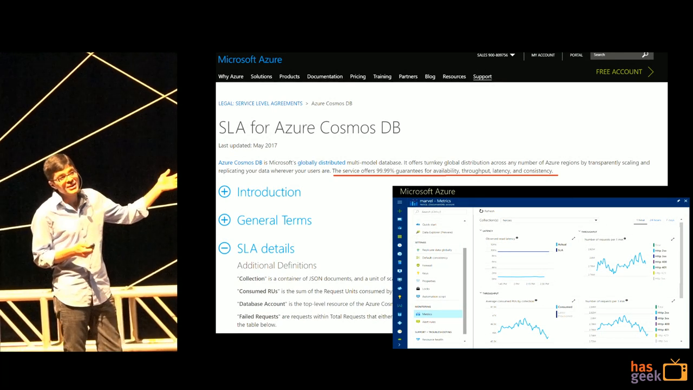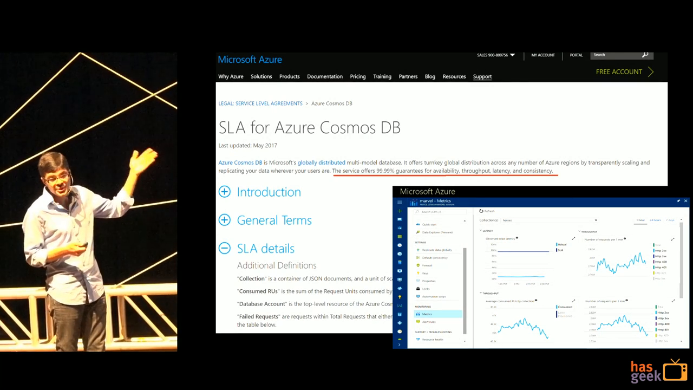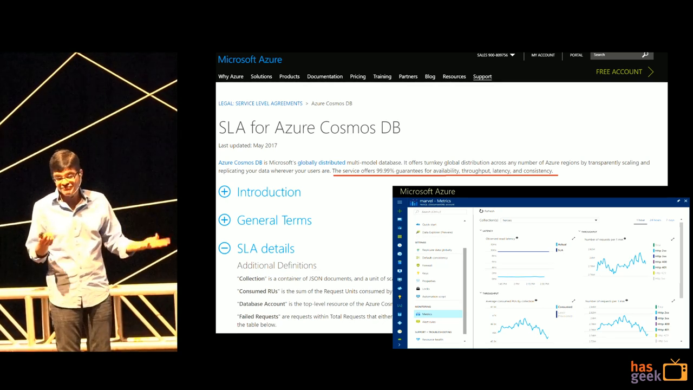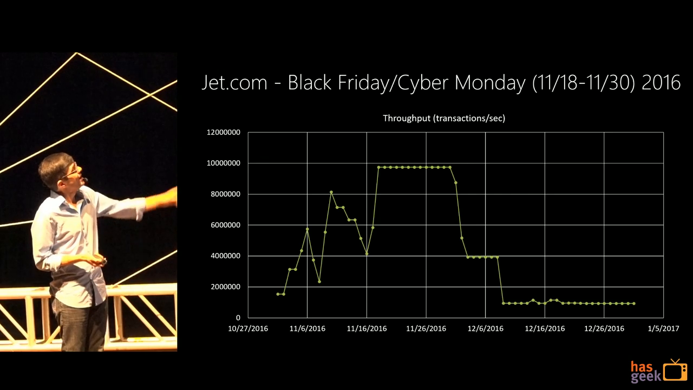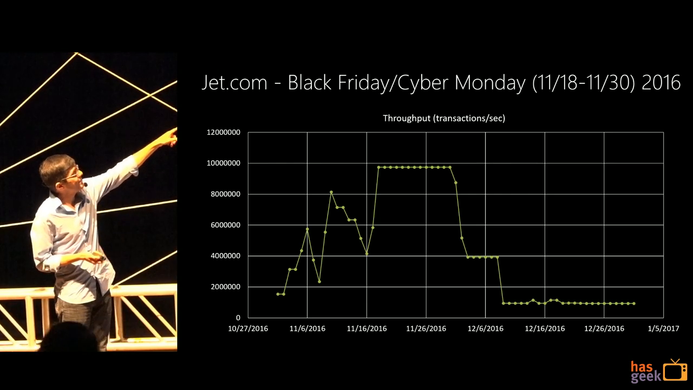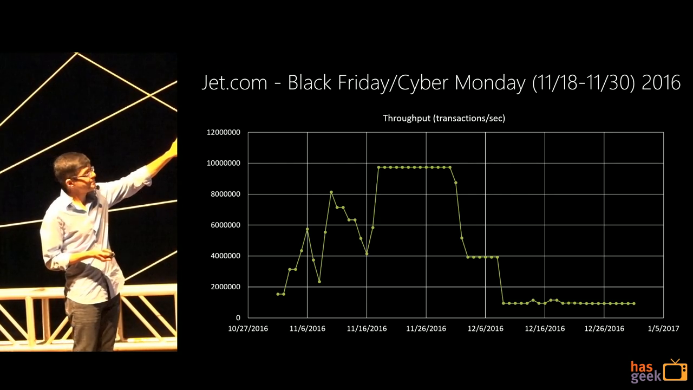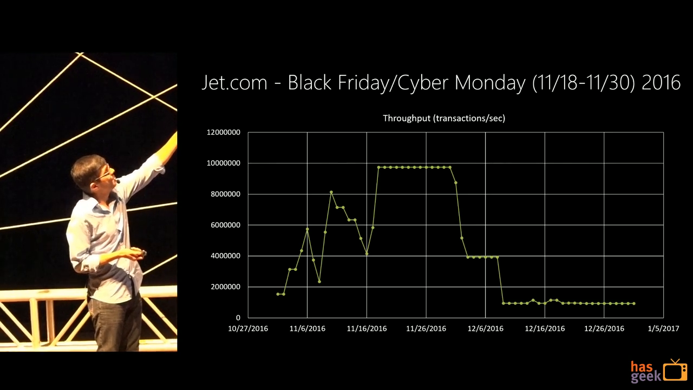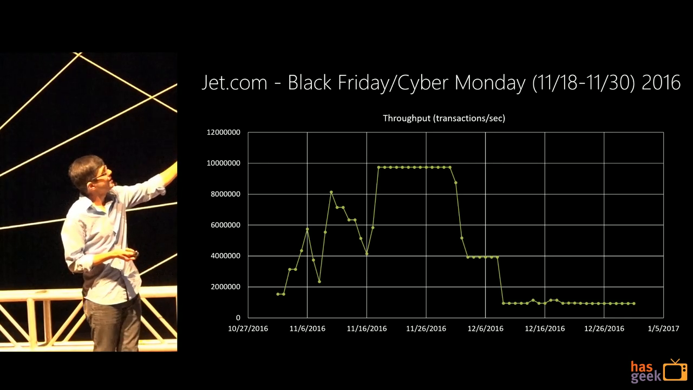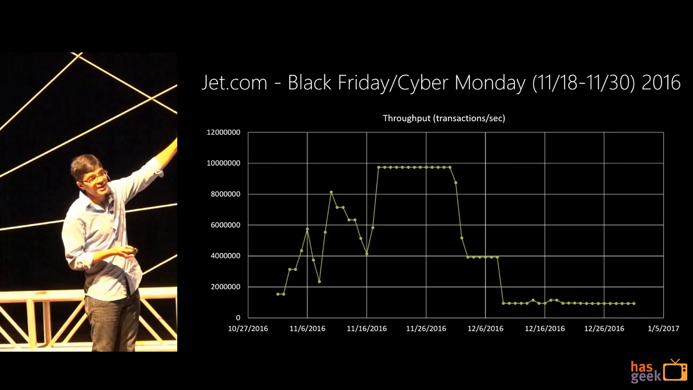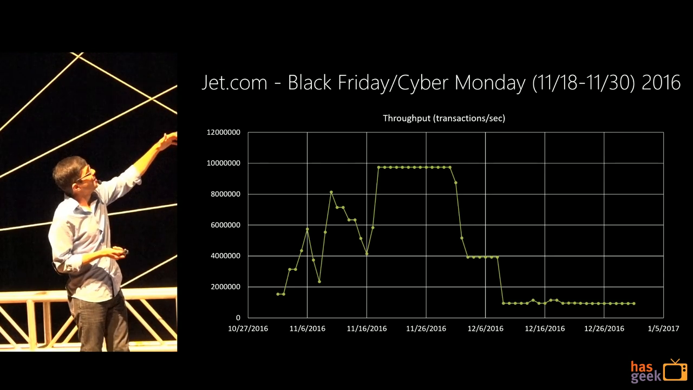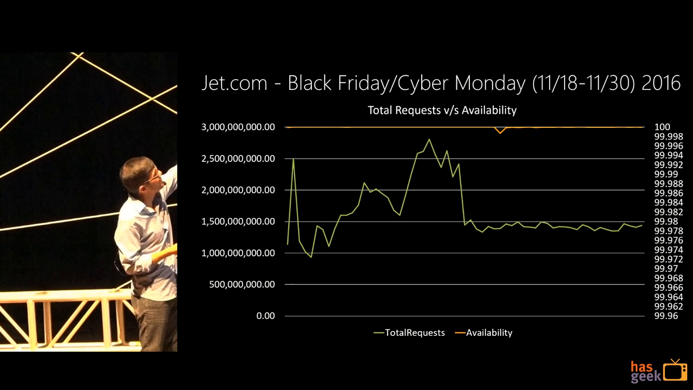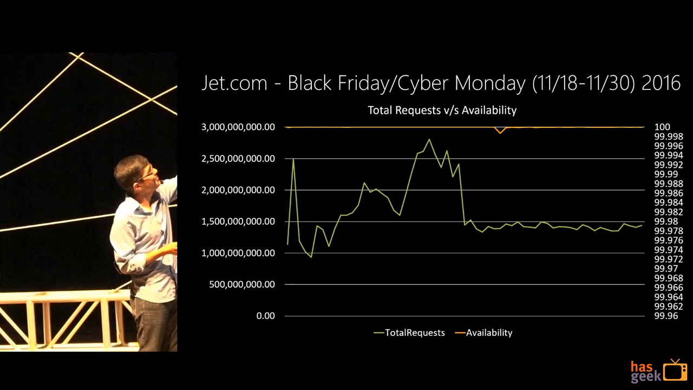We also learned that high availability SLAs are not good enough. You have to give financially backed SLAs for all four of these aspects of global distribution. An example of that is Jet.com, which is one of the popular retailers in the United States. During the Black Friday, Cyber Monday window, they jack up the throughput on their table to close to 10 million requests per second. And then we observed the availability during that window of time.